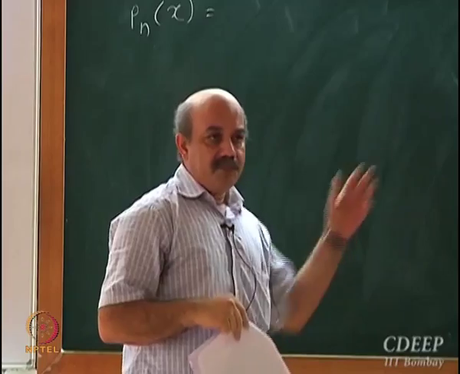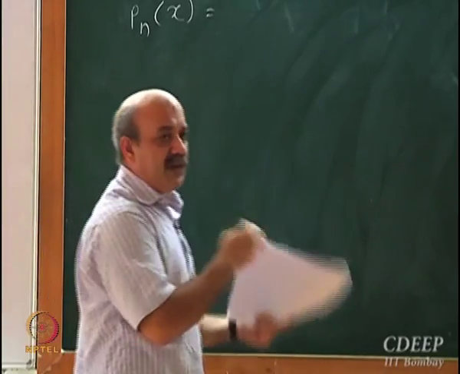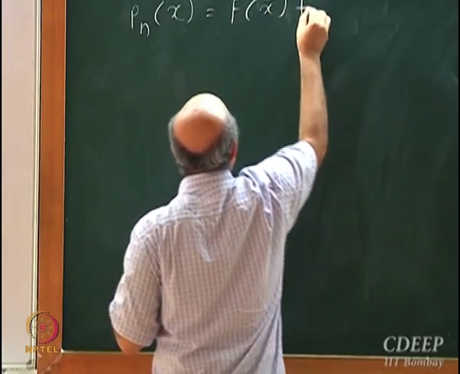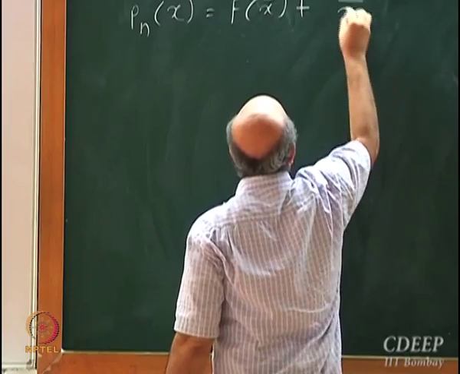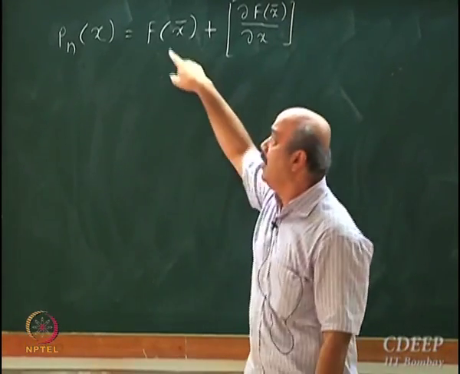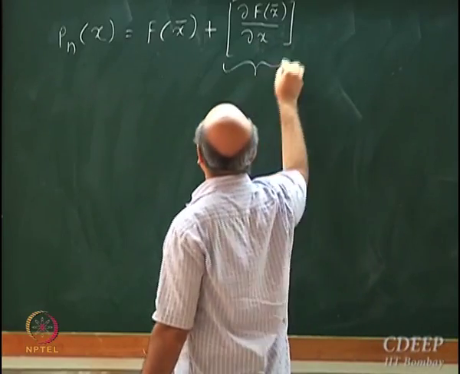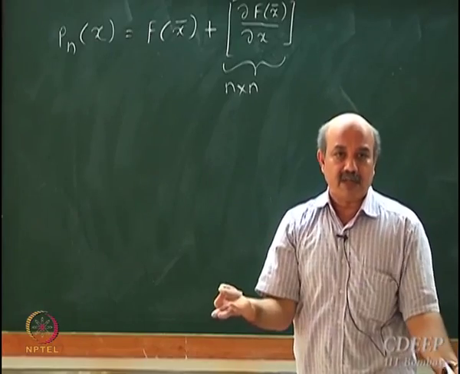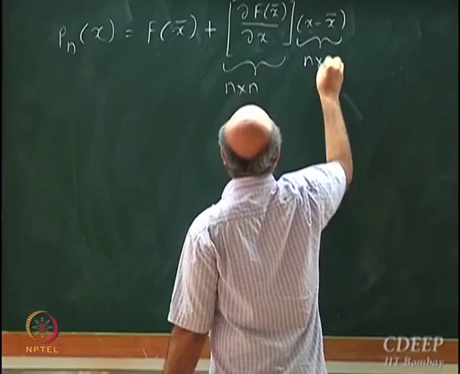If I actually do a derivation of matching the derivatives and then finding out the coefficients of pn, I'm just writing the final result because the intermediate steps are very straightforward. It would be f of x bar plus, so this is the first coefficient of my polynomial. The second coefficient is dou f by dou x, computed at x bar. Now remember f of x is a vector. What will be dou f by dou x? It will be an n cross n matrix evaluated at a particular point, so this is a constant matrix. Once you evaluate it at a particular point, it's a constant matrix. So this into x minus x bar is an n cross 1 vector.